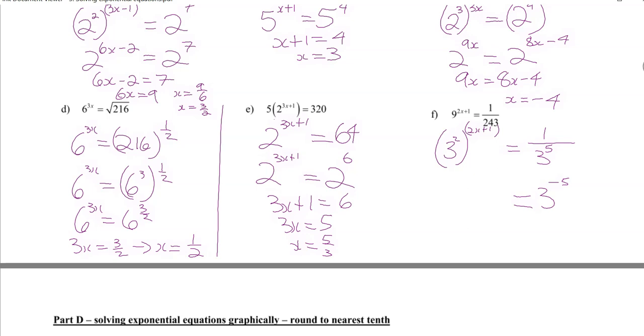And what will this power be here? So we can simplify both sides at the same time. So what's this guy going to become? Yeah, 4x plus 2.